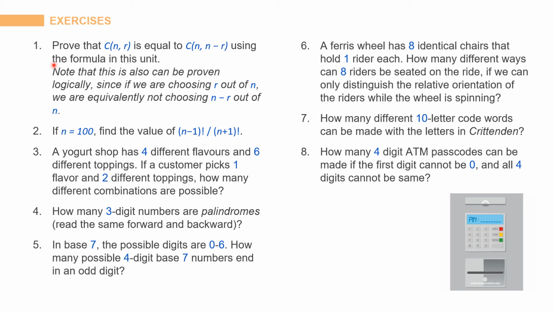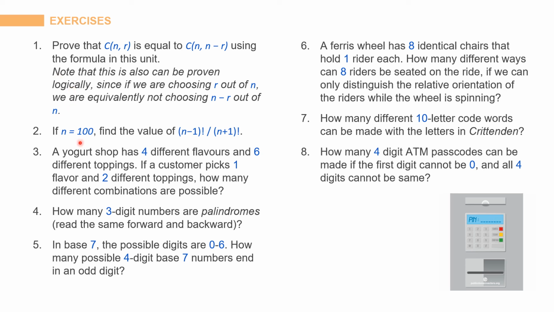So today, after this lesson, you'll move on to the exercises. First exercise, prove that taking a combination of r of n objects is always equal to taking n minus r of n objects using the formula we showed in this unit. Obviously, this can also be proven with logic. Since we are choosing r out of n, we are equivalently not choosing n minus r out of n.